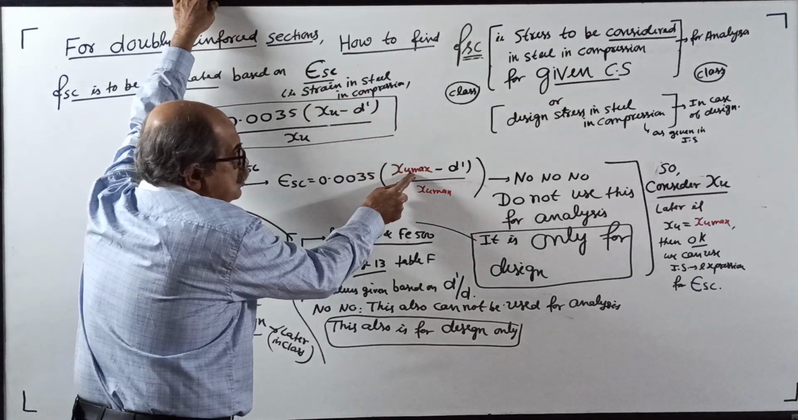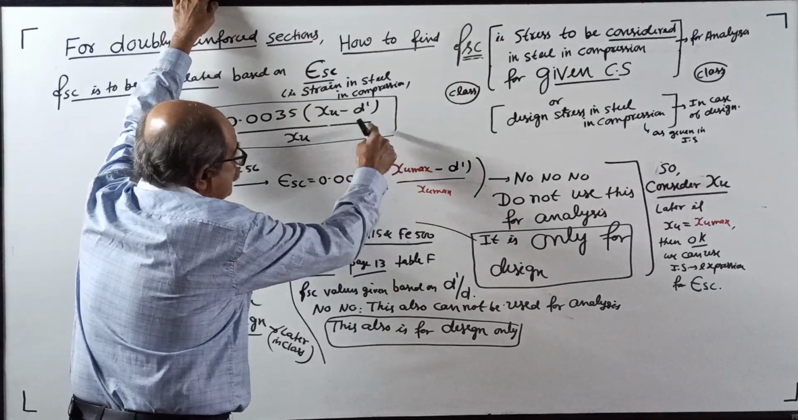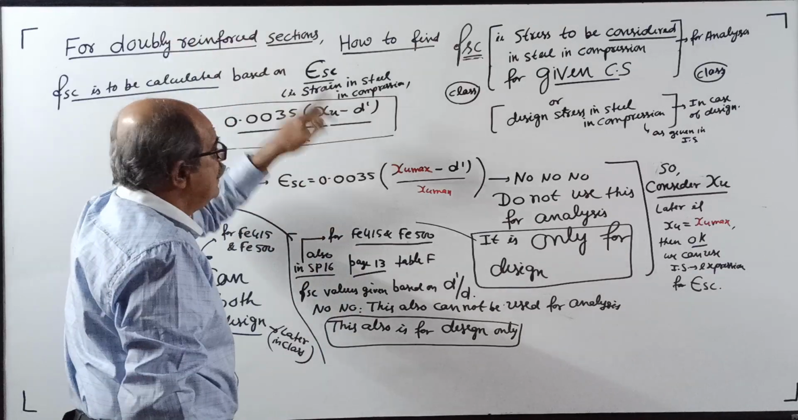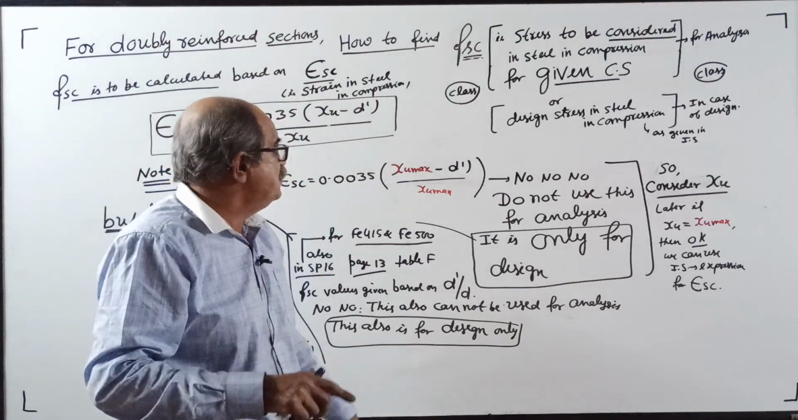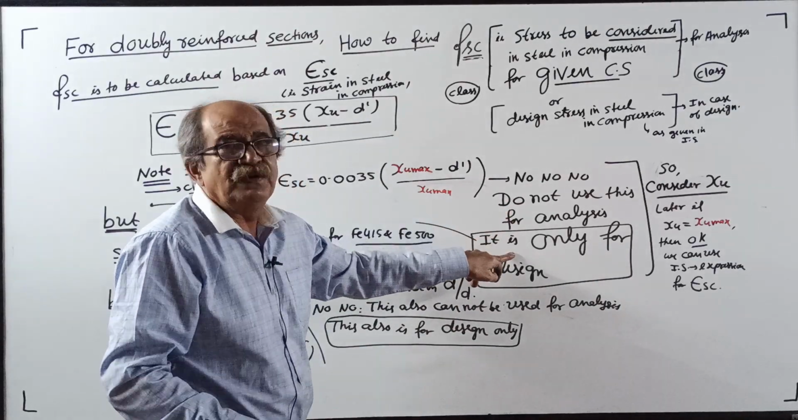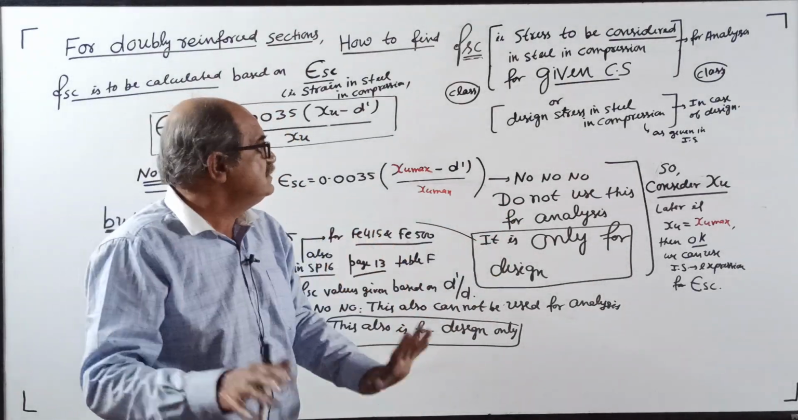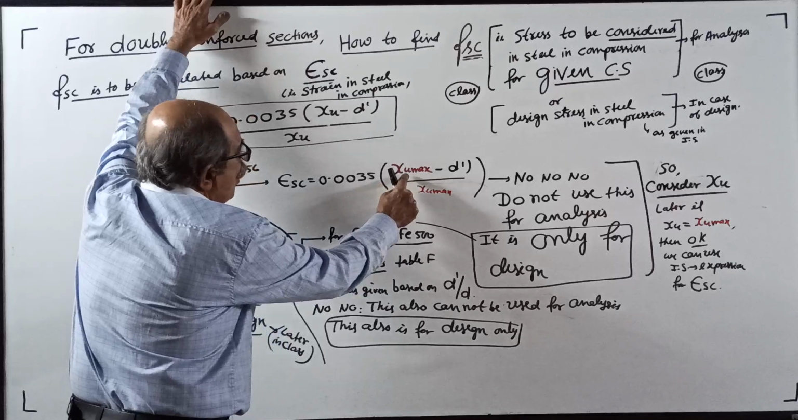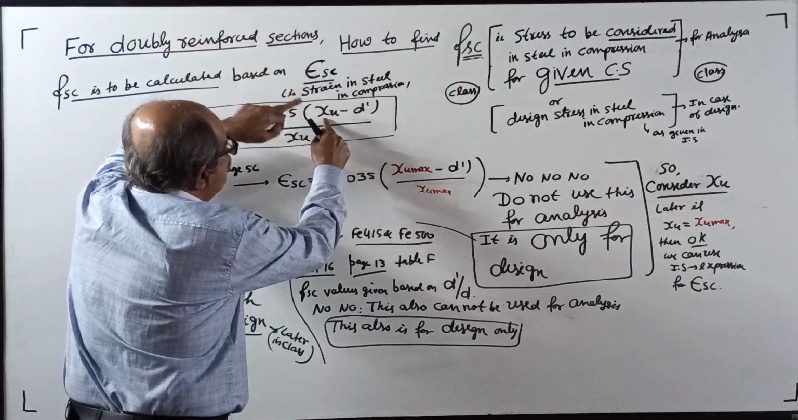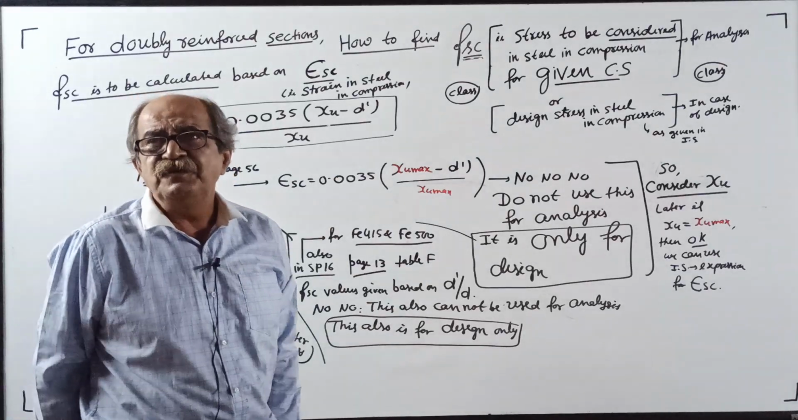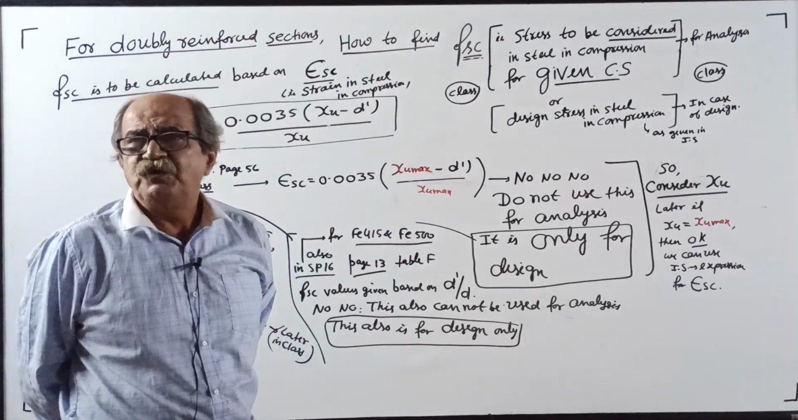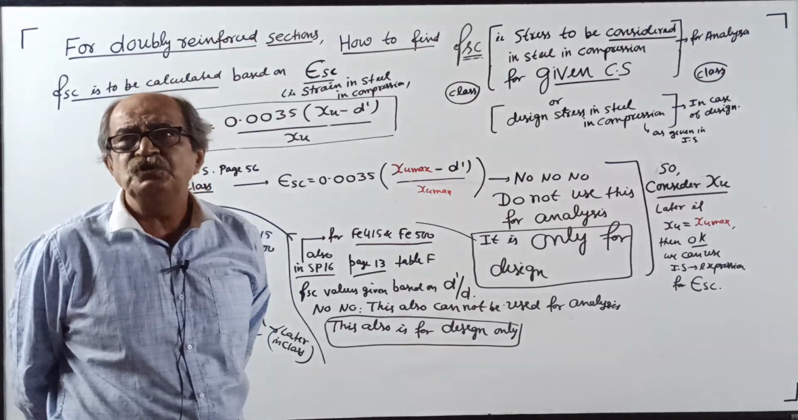Even though this formula is given in the IS code, they told XU max is only for design purpose. You should write only for design purpose. So for analysis purpose, always do not take XU max, take XU. Little later in T-beam also I will tell. IS code has given an equation for MU for T-beam, where they used XU max.